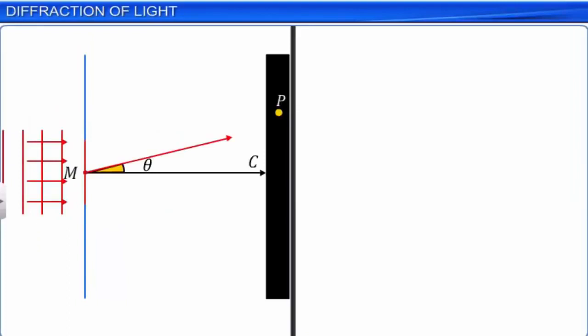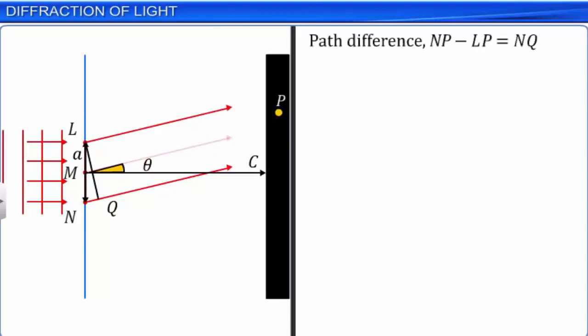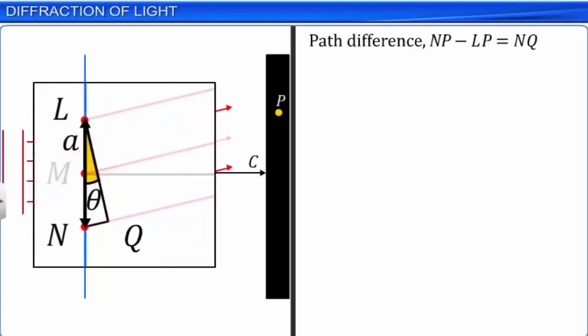Consider light rays from 2 point sources L and N separated by a distance a reach the point P. The path difference between these rays, NP minus LP, is equal to NQ. From triangle LNQ, NQ is equal to a sin theta.